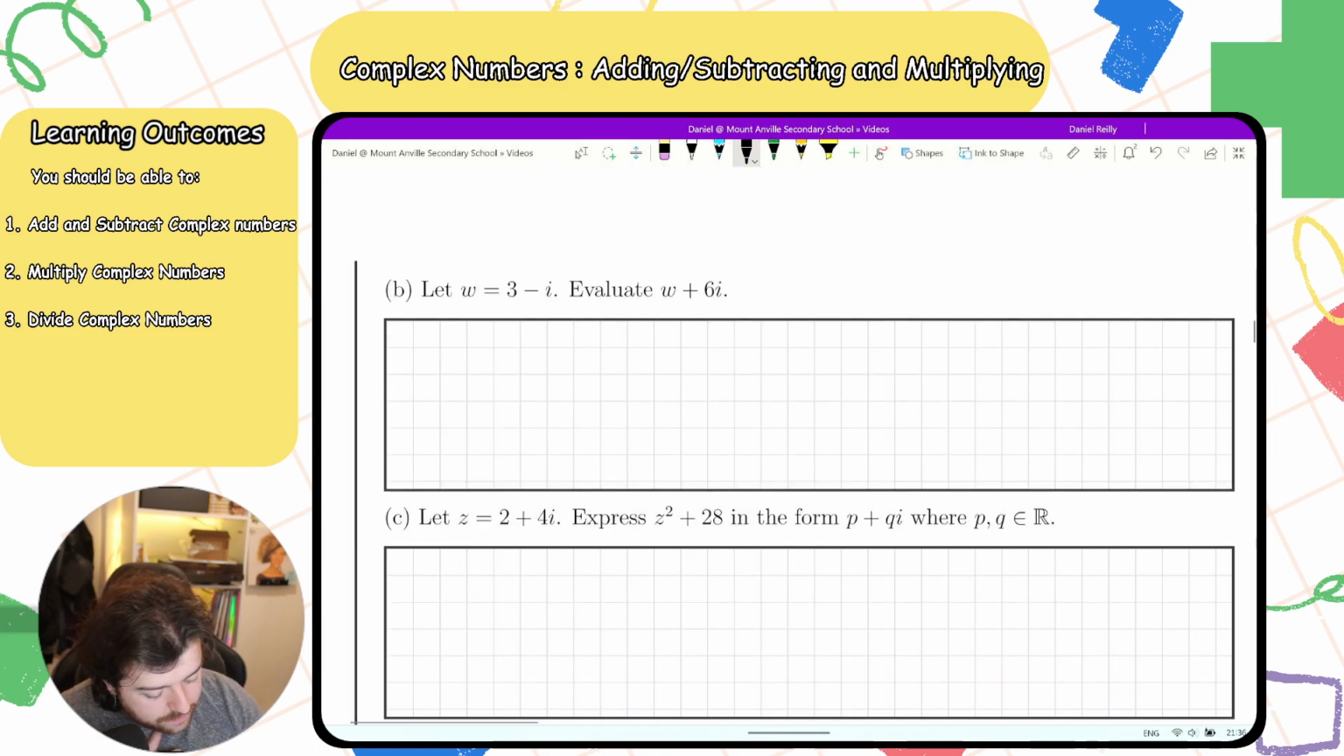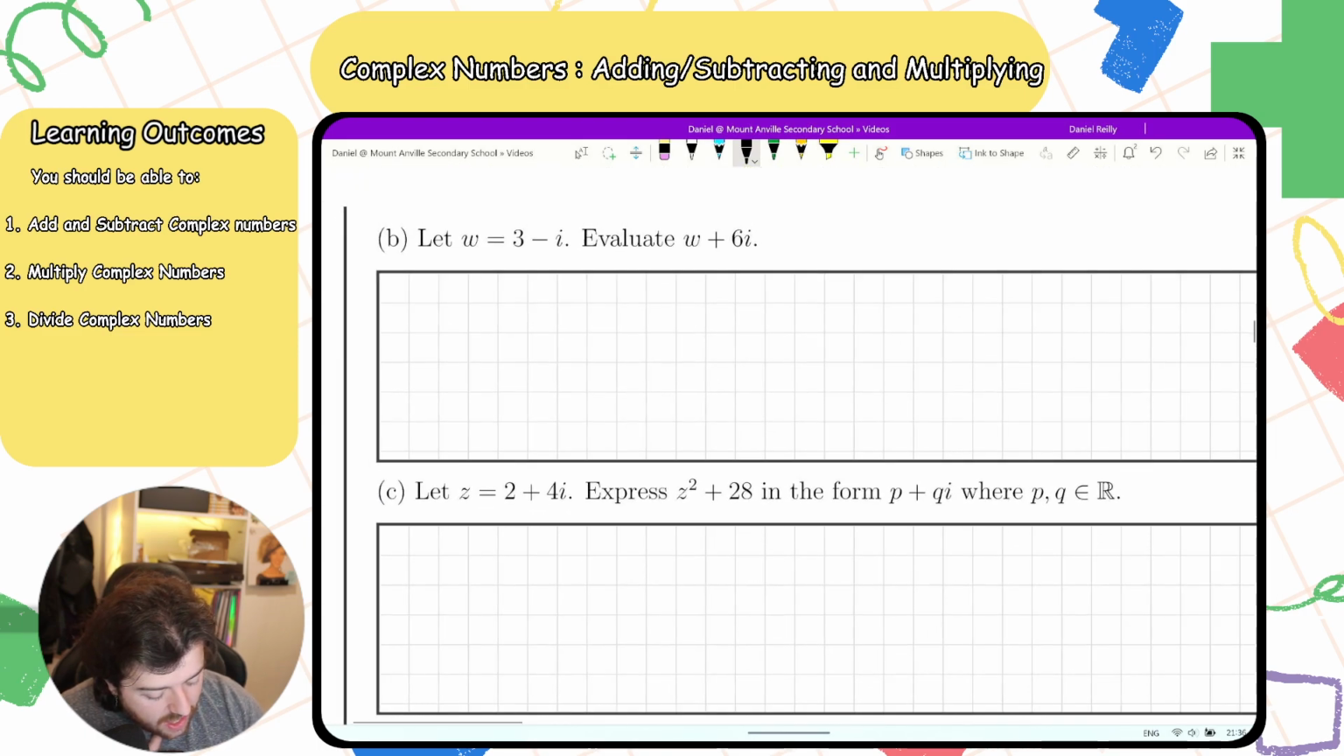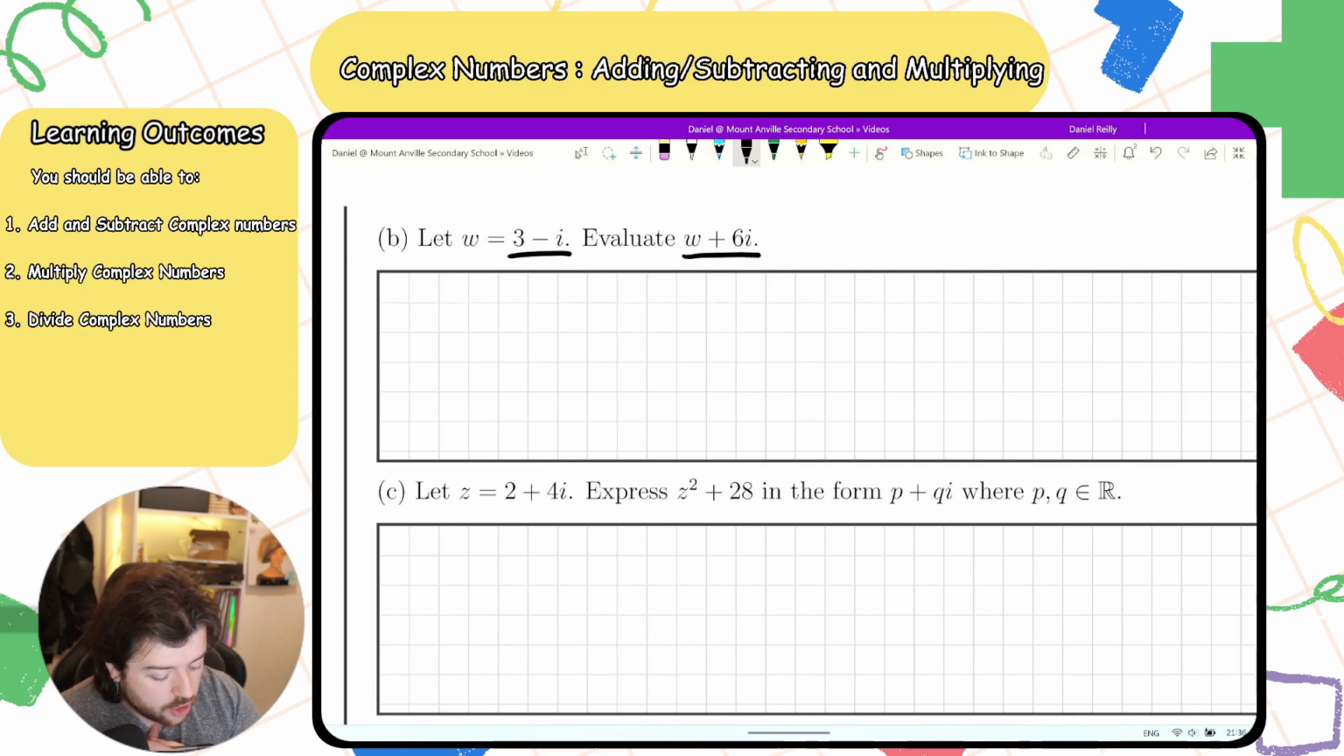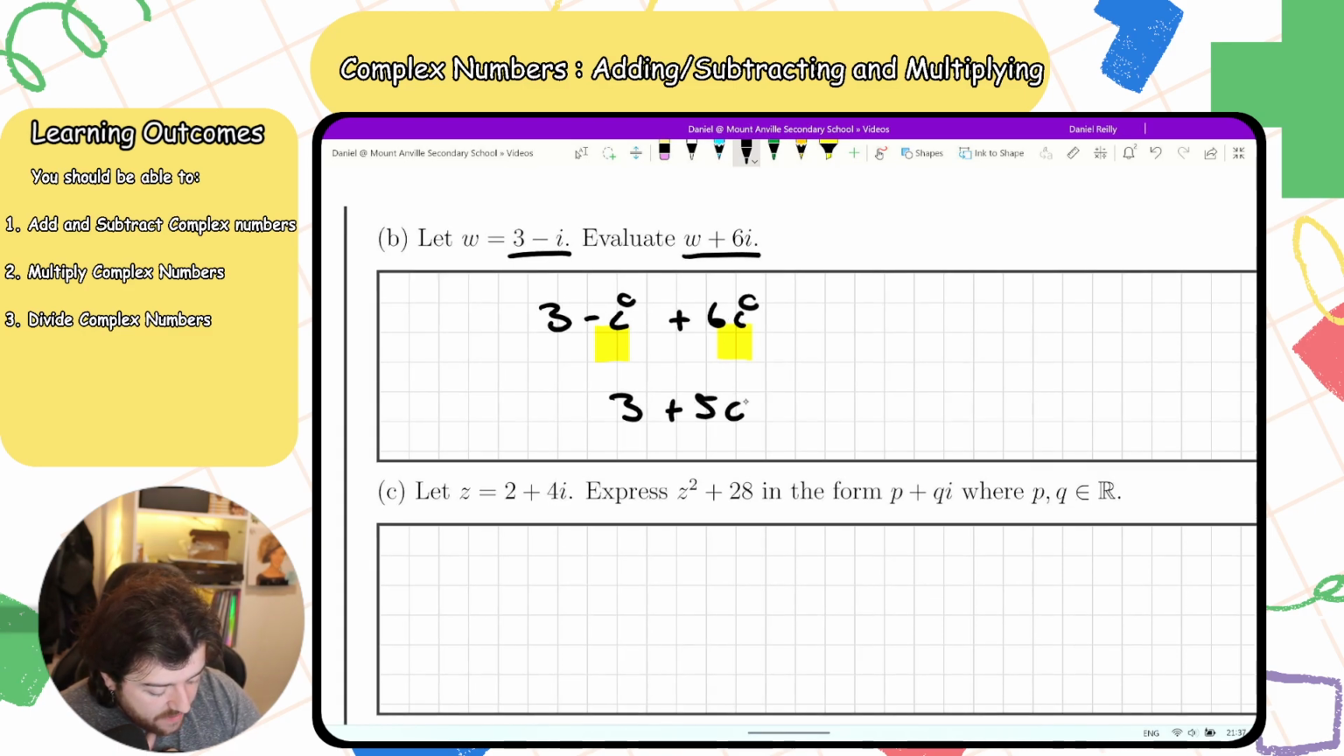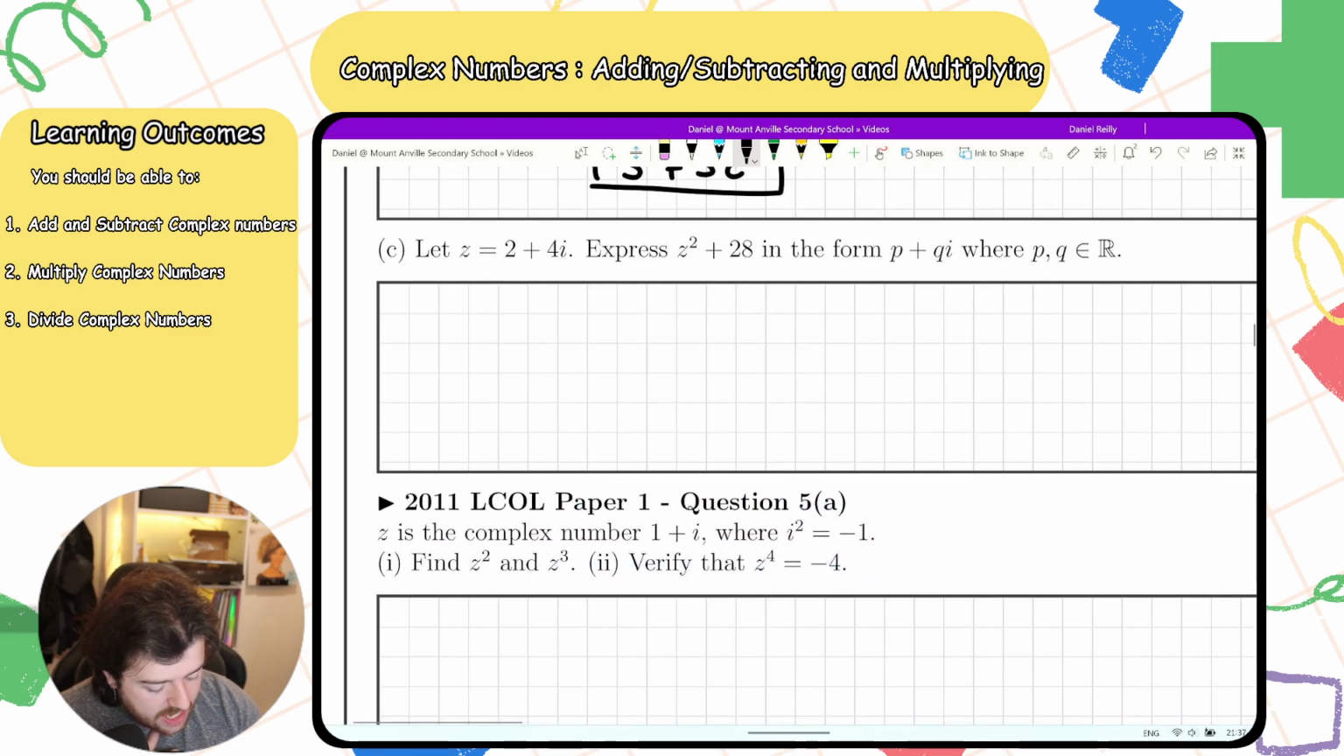Let's look at some more. Let w equal 3 minus i. Evaluate w plus 6i. Well, that's very easy. So w is equal to 3 minus i. Then add 6i. Gather my i's. 3 minus i plus 6i is 3 plus 5i. Easy peasy lemon squeezy. Next one, let z equal 2 plus 4i.